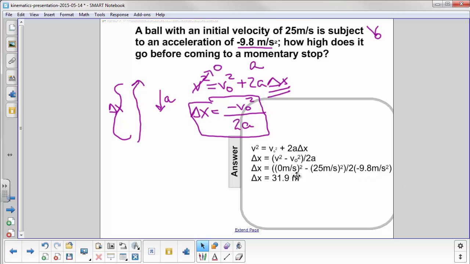So you have 0 minus 25 meters per second, squared, divided by 2 times a negative 9.8. So that's where our negatives cancel out. The negative here in a cancels with this negative, and we get a height of 31.9 meters.